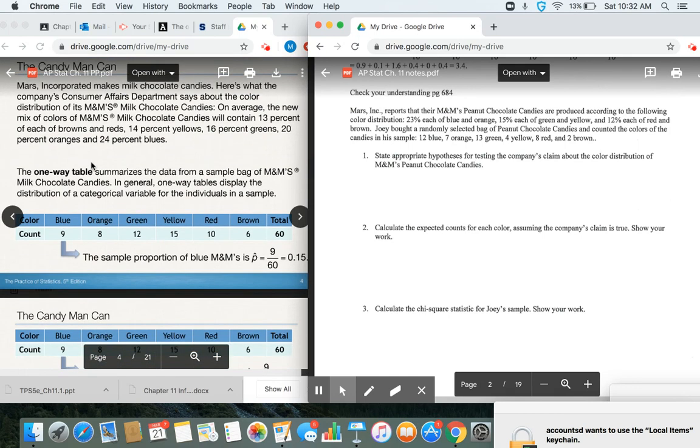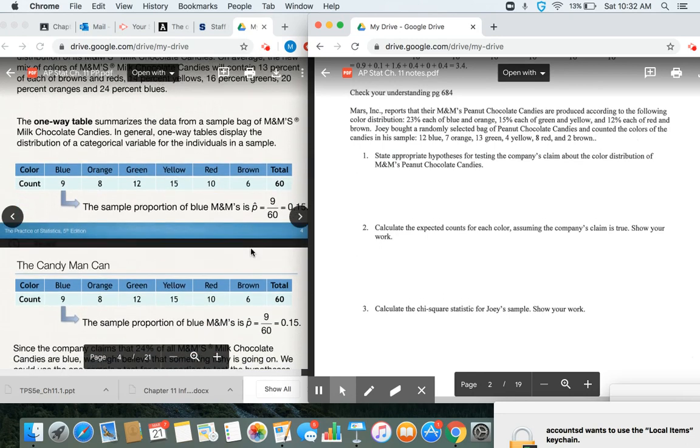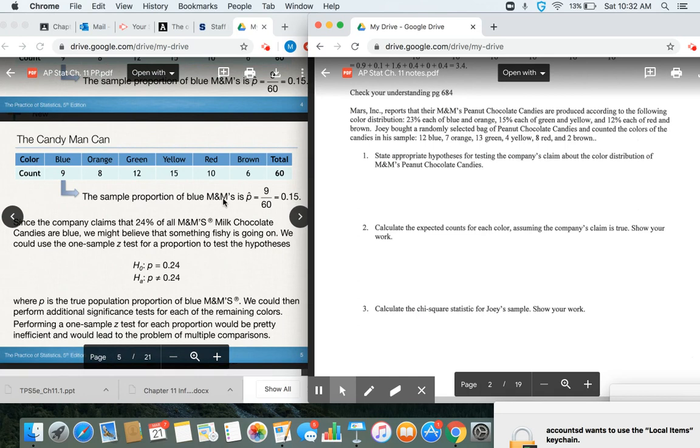Now, what we're going to pretend happened here was that a random sample of one bag of M&Ms that had 60 candies, our counts for what actually occurred, our observed counts, were 9, 8, 12, 15, 10, 6. So our sample proportion of blue M&Ms would be 15%.